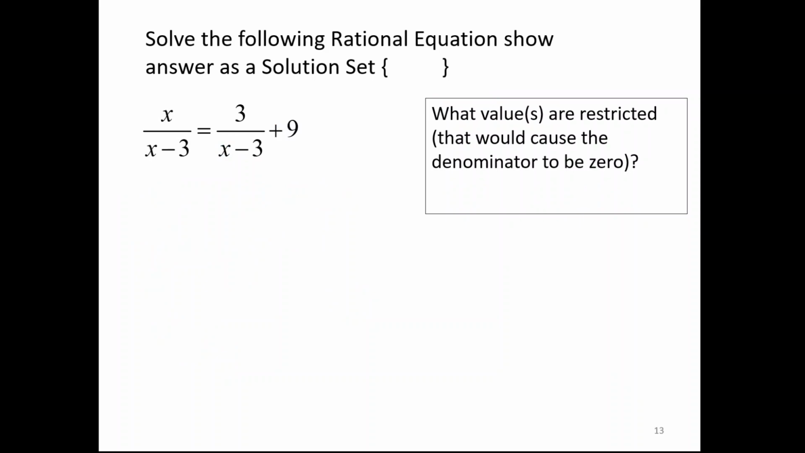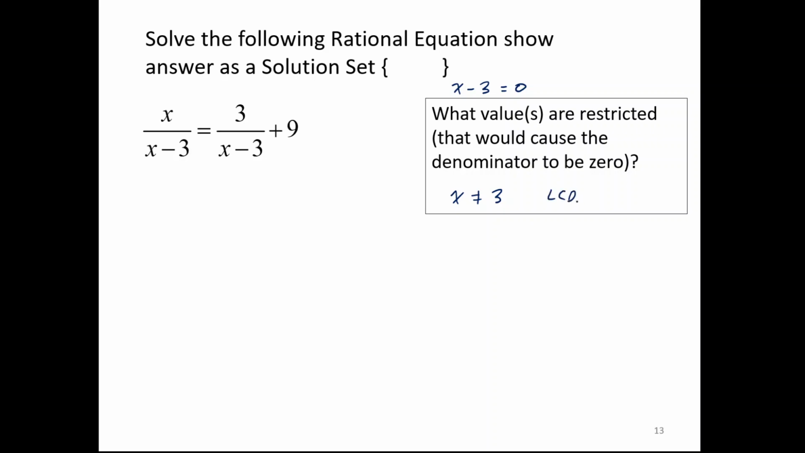In our next question, solve the following rational equation, show answer as a solution set. Our equation is x over the quantity x minus 3 equals 3 over the quantity x minus 3 plus 9. Again, we ask ourselves what values are restricted, what values would cause the denominator to be 0, and the only denominator that exists in this question is the quantity x minus 3. Well, x minus 3 equals 0 whenever x is equal to positive 3. So the value that is restricted is 3, so we'll write x is not equal to 3.